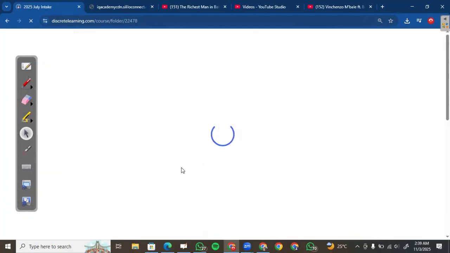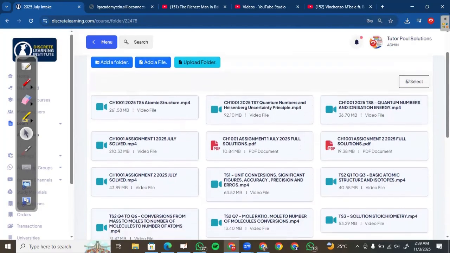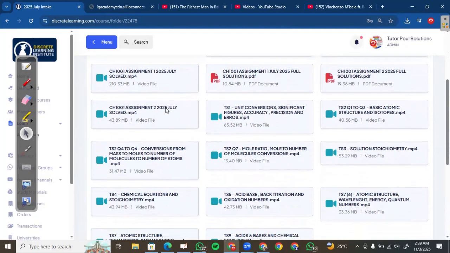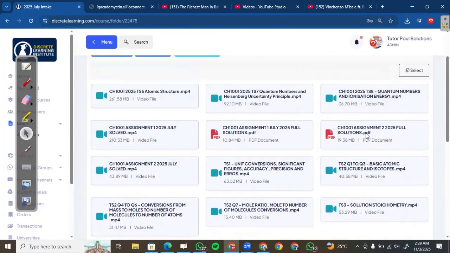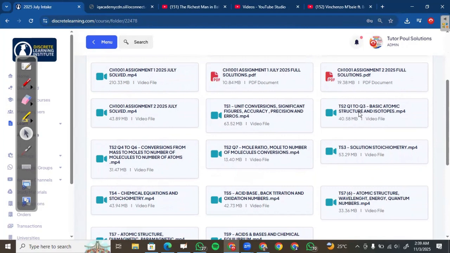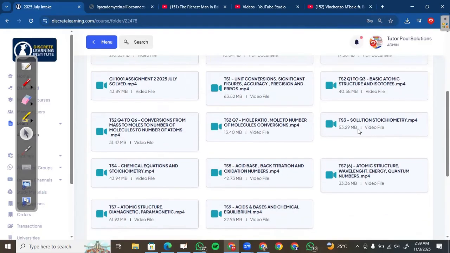When I go in this folder, I'm going to find the video solutions to all the tutorial sheets that we've had so far. These are the tutorial sheets here as well as the assignments. For the assignments, we have full written solutions, assignment 1, assignment 2, plus the video for assignment 1 here, the video for assignment 2 there. And then there is this tutorial sheet, this is 1, 2. Tutorial sheet 2 is divided into 3 parts. There's question 1 to 3, question 4 to 6, and question 7 here. Then I have tutorial sheet 3, 4, 5.